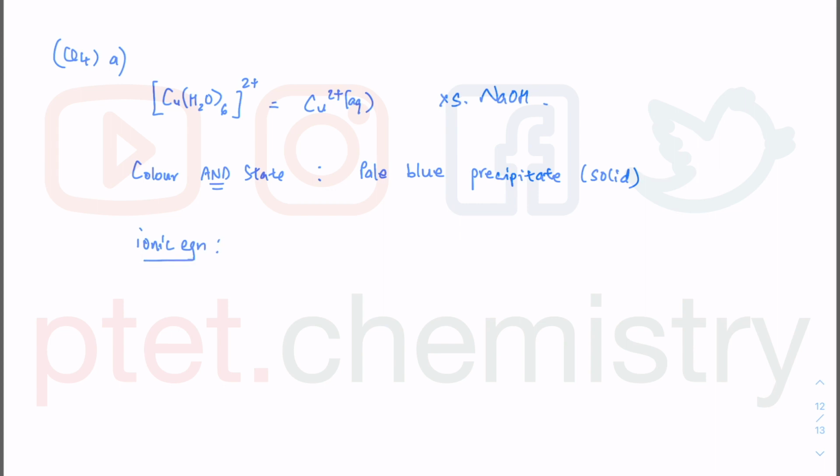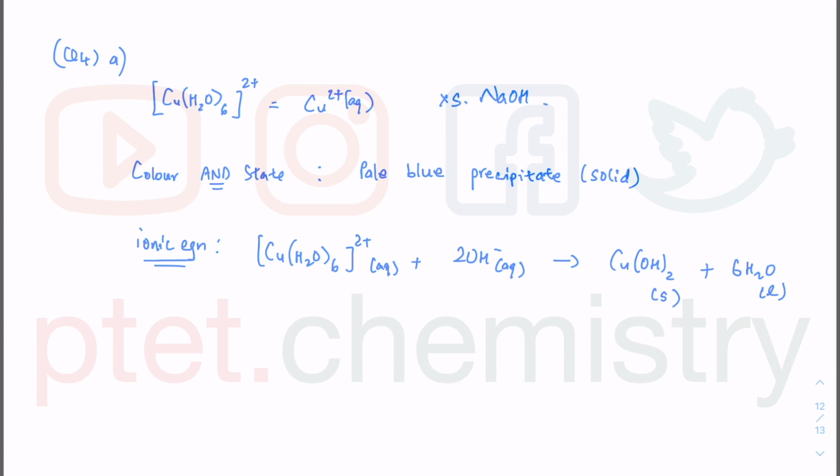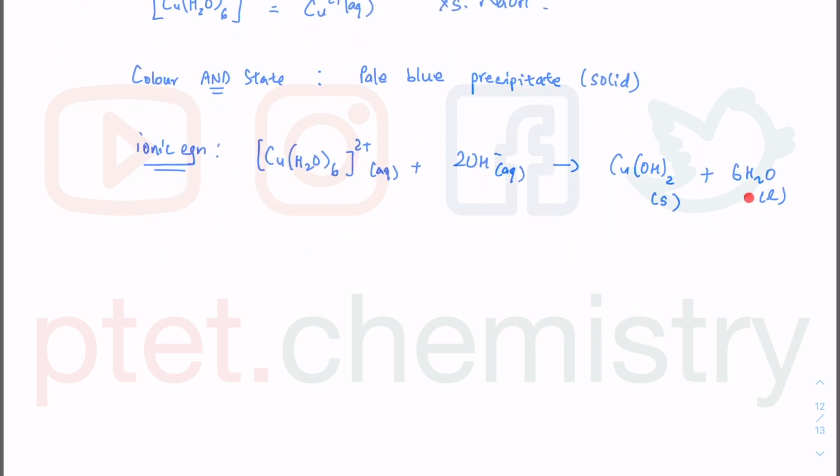Ionic equation must have state symbols, whether they ask you to or not. So what actually happened is Cu(H2O)6 2+ aqueous plus 2OH- aqueous. You get copper hydroxide as a precipitate, which is a solid, and it kicks out the water, which is liquid, and it doesn't dissociate further. So this is a precipitation reaction, and this is what you have done for the precipitation ionic equation. It's just adding in the water as a result of kicking out the 6 monodentate ligands there.